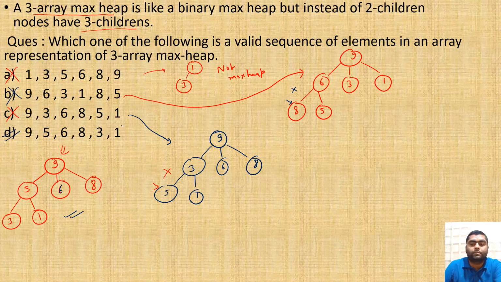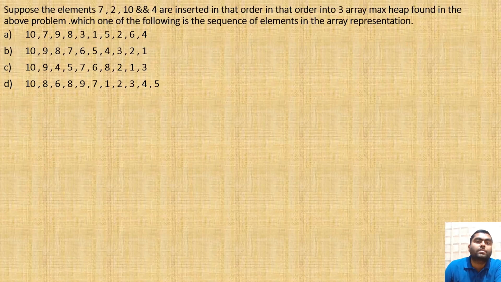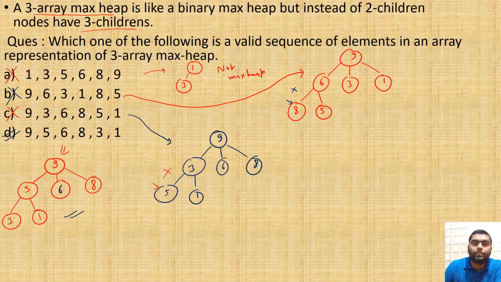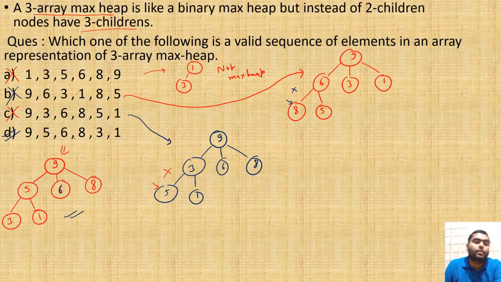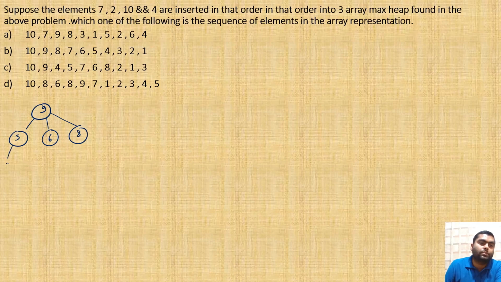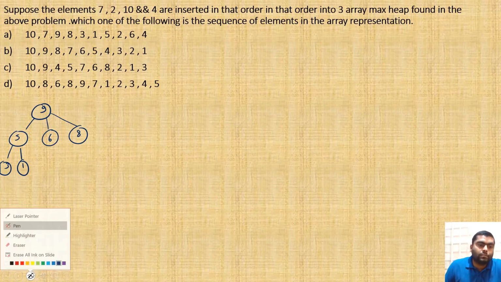Finally, D is the correct option. Okay, suppose the elements 7, 2, 10, 4 are inserted in that order into the 3-array max heap found in the above problem. So the previous tree we are supposed to draw is 9, 5, 6, 8, then 3 and then 1. After that, we have to insert and see if there is any problem.